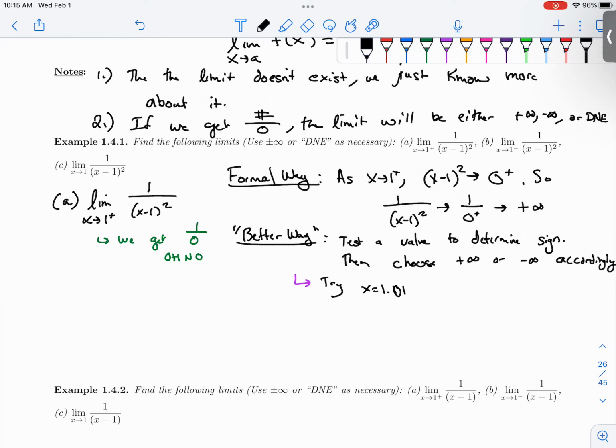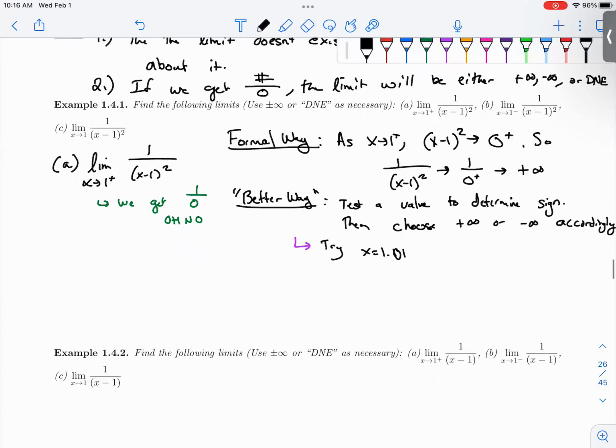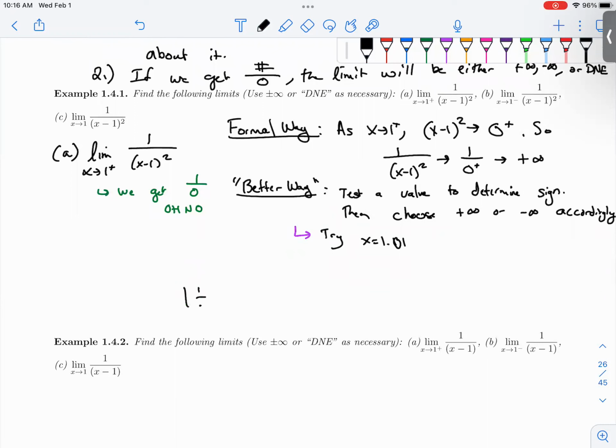So 1 divided by, in parentheses, and just so we're clear, we're all in calculus, so we probably have a little bit of experience with the calculator, but just in case you did not know, the calculator is only as smart as you make it. It follows PEMDAS to a T. It follows the order of operations to a T. So if you do 1 divided by 1.01 minus 1 squared, it reads this purely based on PEMDAS.